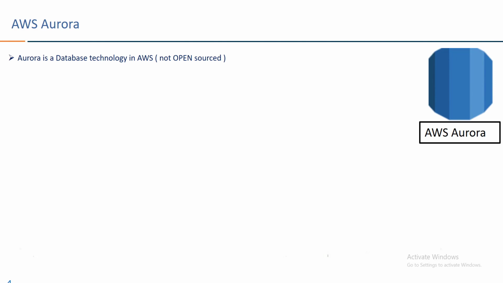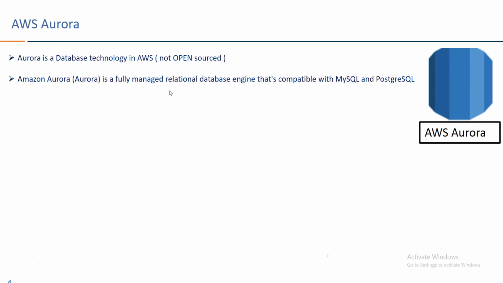We have Aurora cluster. Aurora is a database technology in AWS. It's not open source. Amazon Aurora is a fully managed relational database engine that is compatible with MySQL and PostgreSQL. Compatible means they have the infrastructure capability, but the engine they will use is MySQL. That means there is no change in the code. If you have any MySQL database running and you want to put it in Aurora cluster, the application code will not change. Aurora is a part of the managed database service of Amazon RDS.